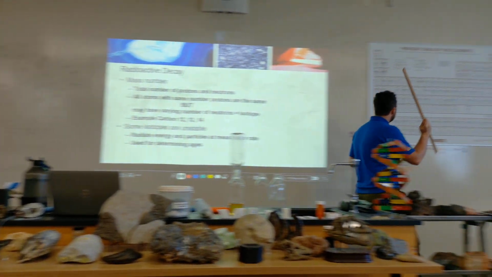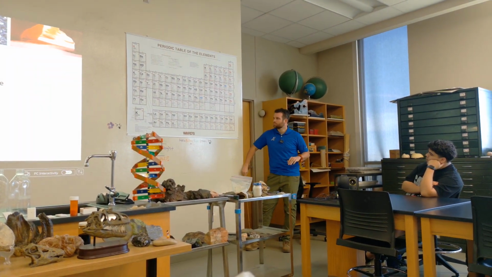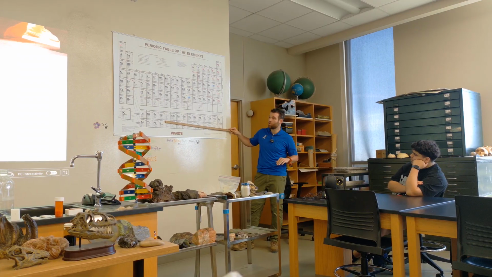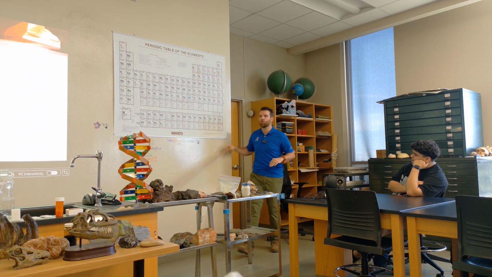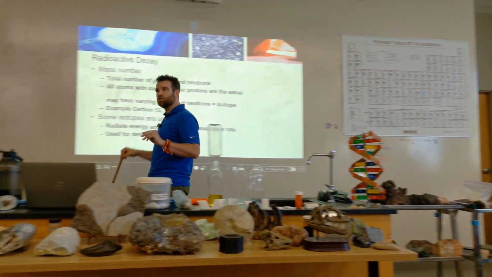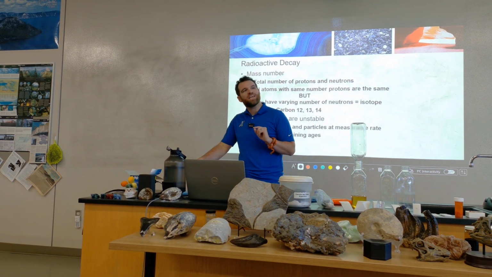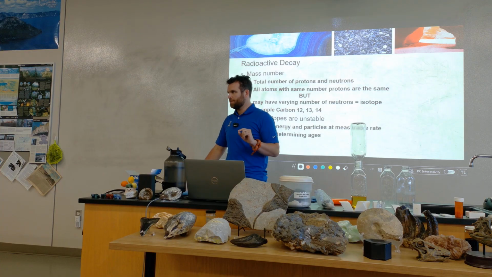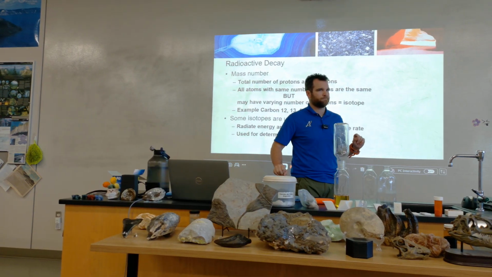An example, uranium. Where is uranium on my periodic table of elements? 92. Boom. 92 being how many protons it has. What's its mass? 238. Boom. 238 total mass units, 92 of which are protons. However, if I change the number of neutrons in there, it is no longer stable. It becomes what we call an unstable isotope.